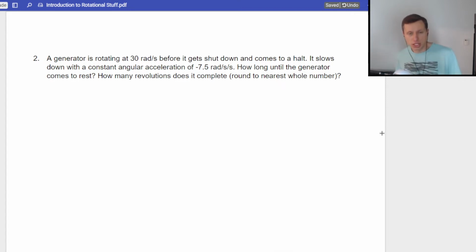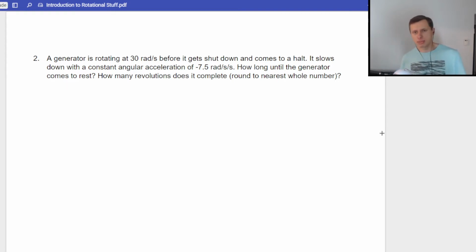It's going to be another rotational kinematics problem. A generator is rotating at 30 radians per second before it gets shut down and comes to a halt. It slows down with a constant angular acceleration of negative 7.5 radians per second, which is really just radians per second squared. And the fact that it's negative really just means that it's slowing down here. That's what the negative sign means. So then the question, how long until the generator comes to rest? And then the other part, how many revolutions does it complete? This time we can round to the nearest whole number.